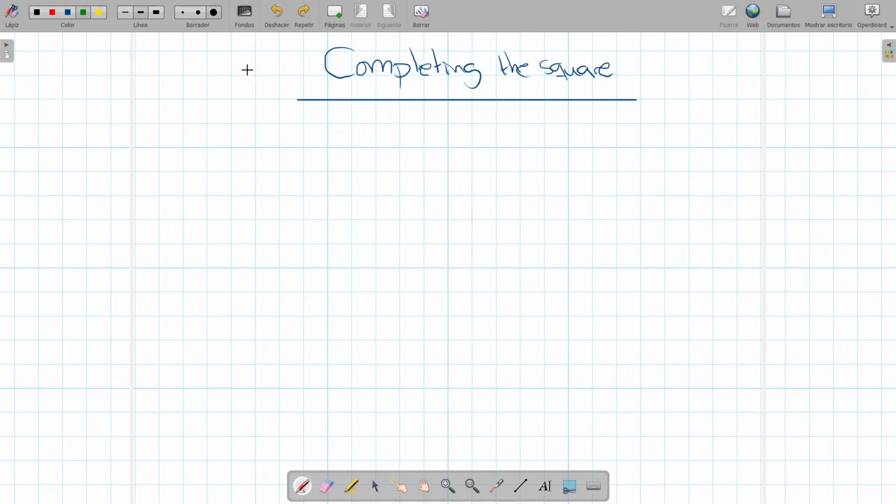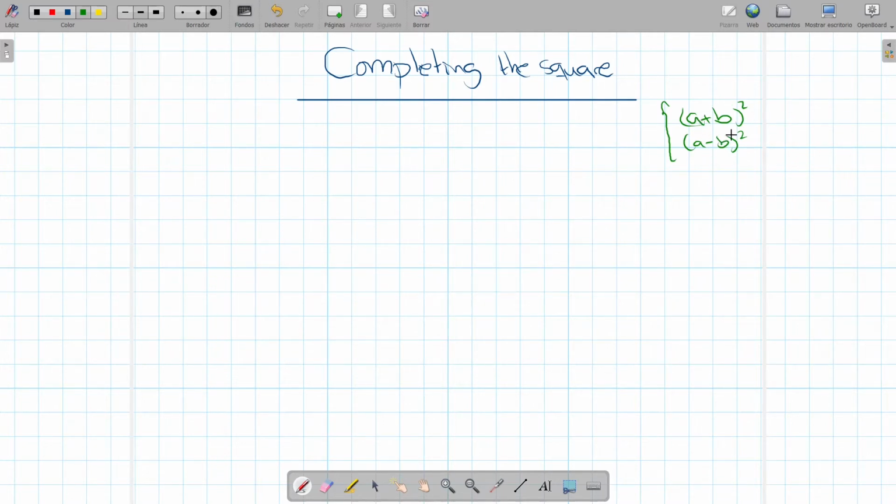Hi to everyone. Today we're going to be doing completing the square. To be able to complete the square, you need to have done some exercises on what we call the perfect squares or the notable products, which are three expressions. Today we're going to use two for this chapter, which are (a + b) squared and (a - b) squared. The third one is (a + b) times (a - b), but we're not going to use that one today.